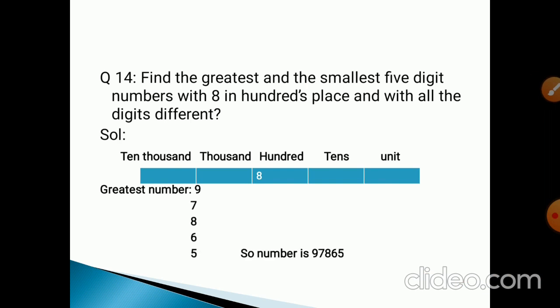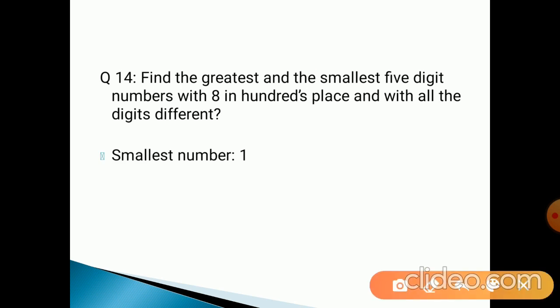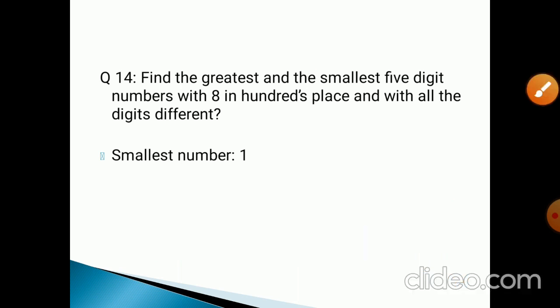Now we will form the smallest number. We will do the same thing. We will first make 5 boxes, 3, 4, 5. We will write 8 at the 100 place. Now we know that we cannot start a number with 0, so we will take 1, then we will take 0. After 1 we have used, so we will write 2. After 2 we will write 3. So our smallest number will be 10,823.